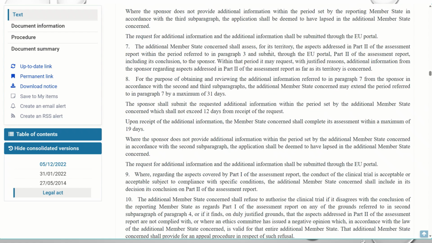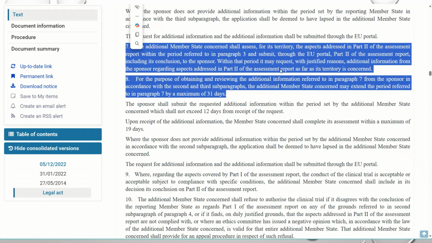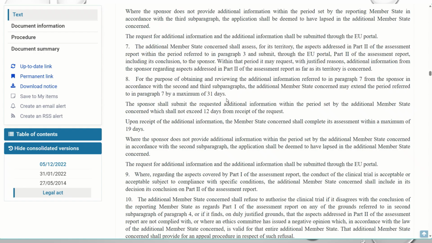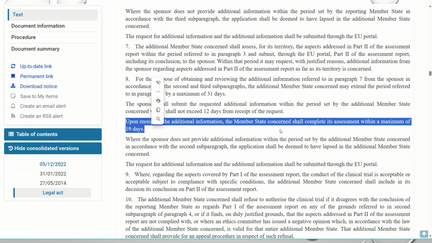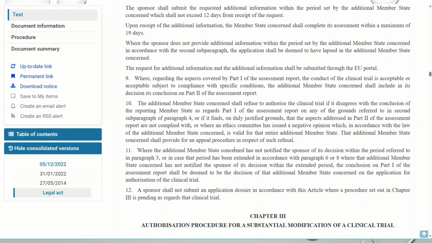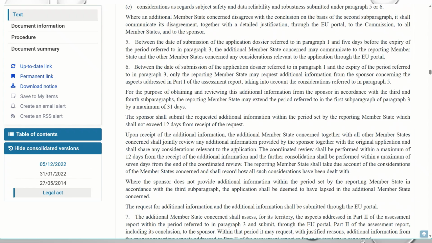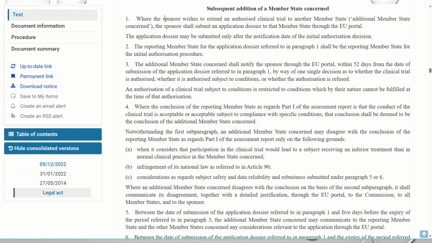The additional member state can also assess its own information within those time frames, and they have 31 days for that. So on the Part 2 section of their assessment report, they have the ability to request further information, and that takes a maximum of 31 days. In this particular case, the sponsor again has 12 days to respond, and upon receipt, they have a maximum of 19 days to make their assessment on the additional information. So that is the addition of a subsequent member state concerned.